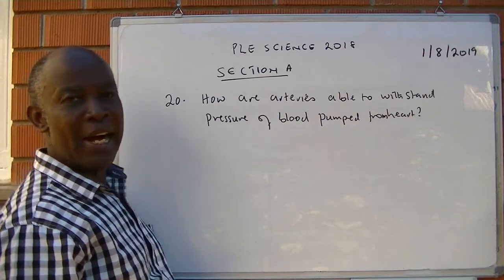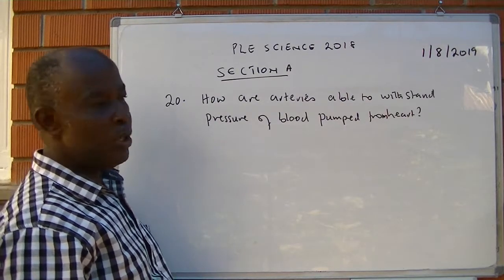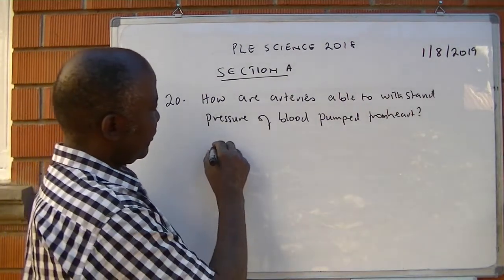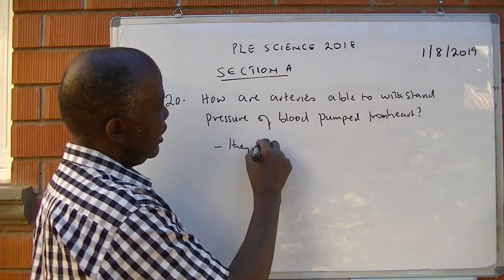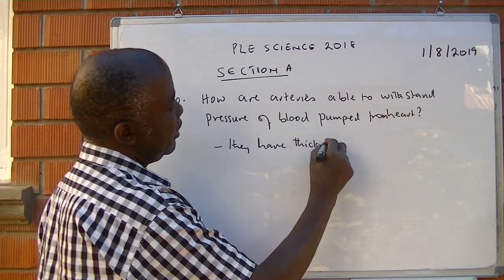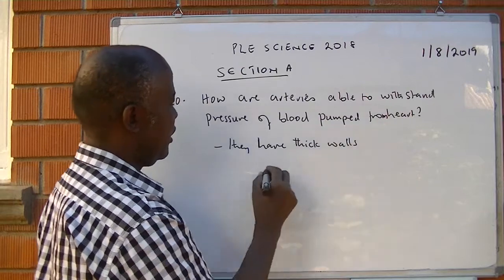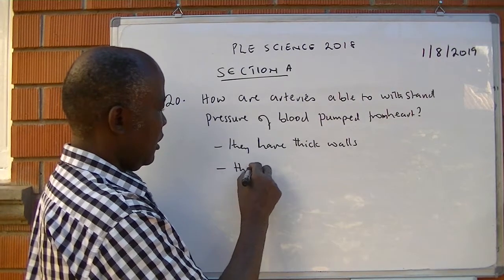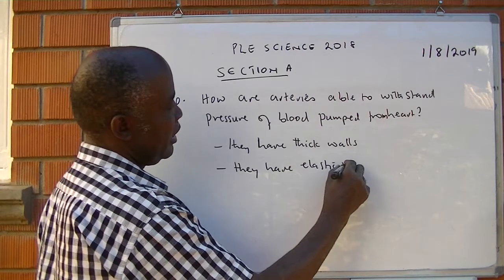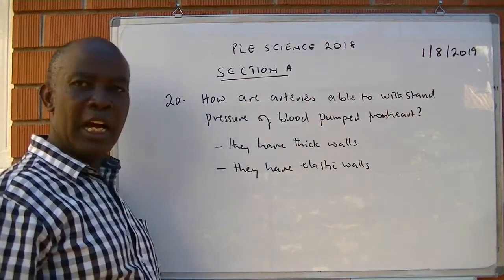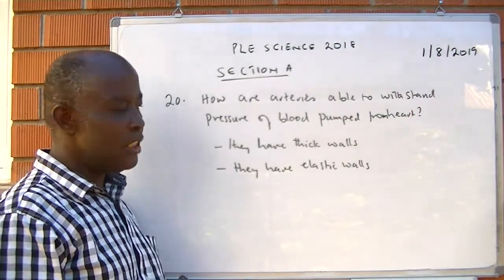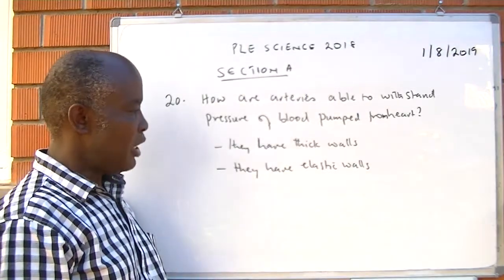Number 20, how are arteries able to withstand pressure of blood pumped from heart? They have thick walls. They have elastic walls. So they have thick walls. Also they have elastic walls to withstand pressure.